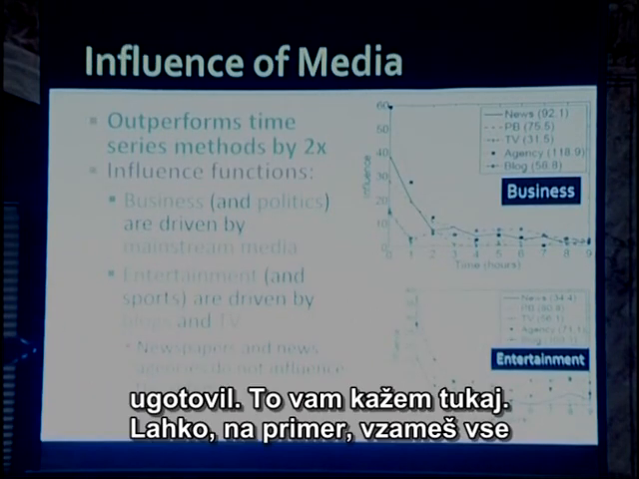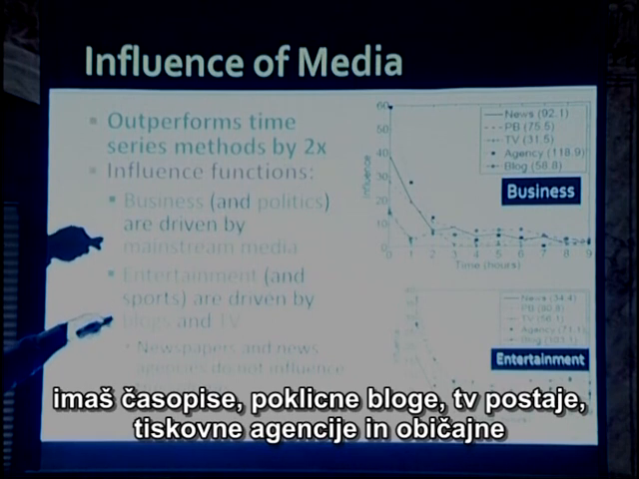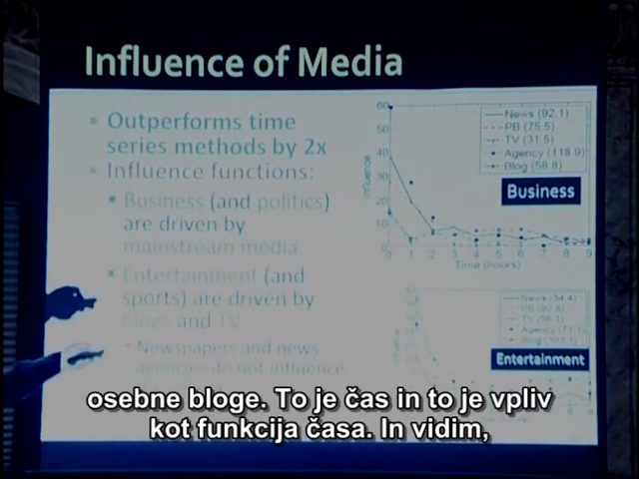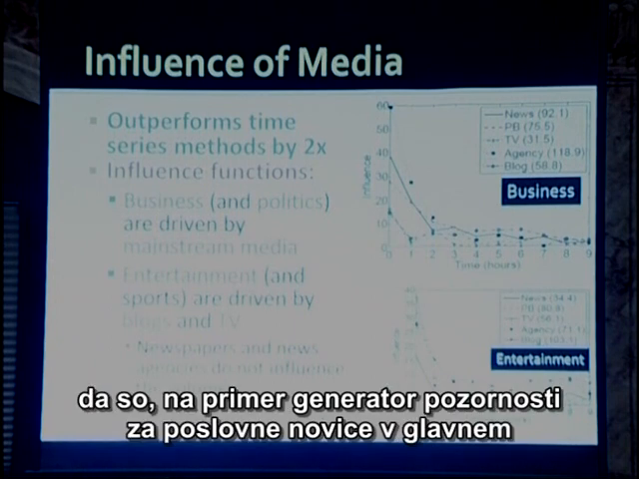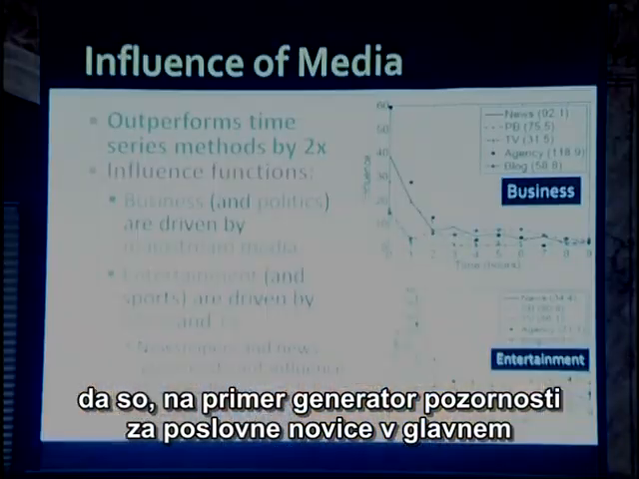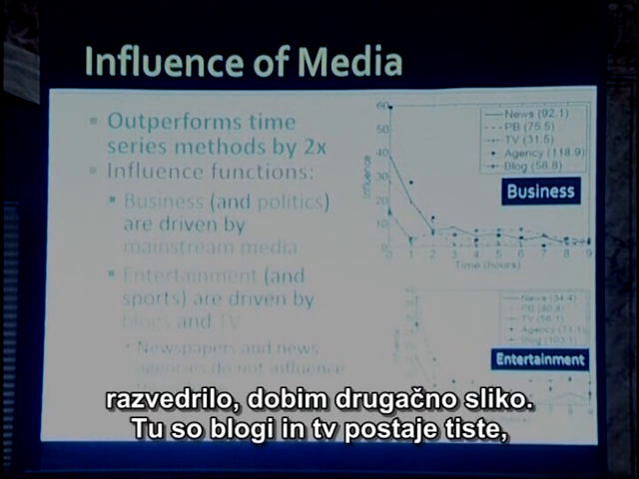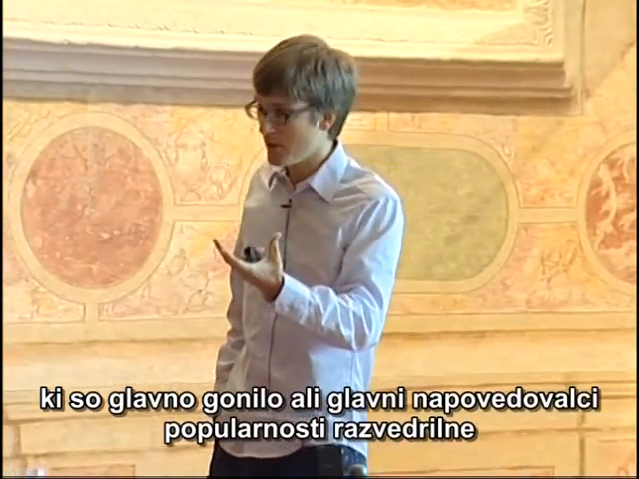And this is what I'm showing you here. For example, you can take all the business articles and say, okay, I have different types of media: newspapers, professional blogs, TV stations, news agencies, and personal blogs. This is time, and this is their influence as a function of time. What I get to see is that the generators of attention for business stories are mainly news agencies, followed by newspapers, while if I focus on entertainment stories, I see a different picture, where blogs and TV stations are the main drivers or predictors of popularity of entertainment stories.